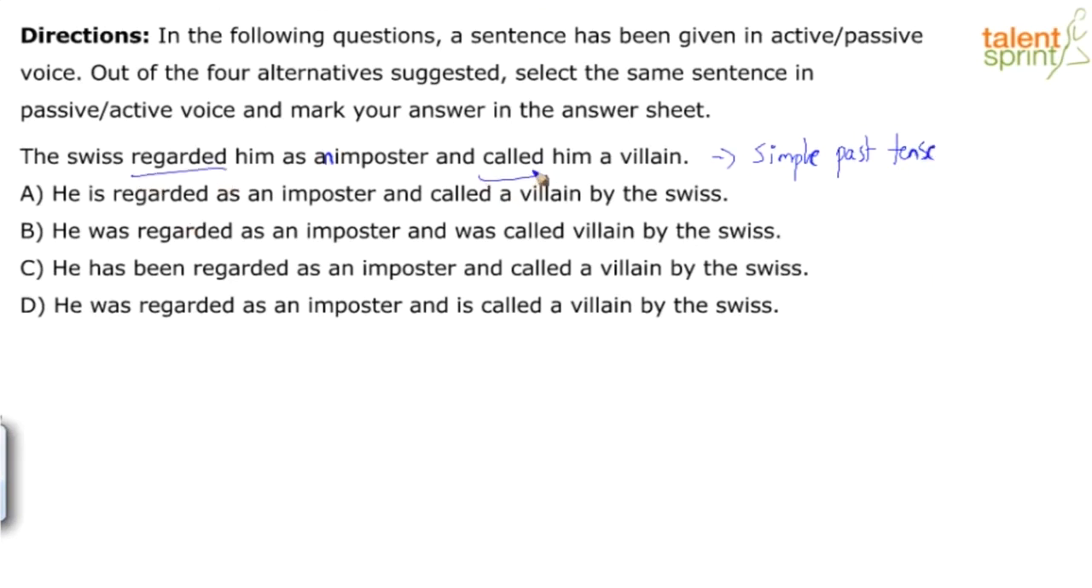So when you're changing simple past tense to passive form, what's the form? Was or were plus past participle. Which is the option that is giving you that? "He is regarded": incorrect. "He was regarded as an imposter and was called": yes, makes sense. So I have was called, was regarded. Was plus past participle, and because we're talking about a singular subject, was. "He has been": present perfect tense, incorrect. "He was regarded as an imposter and is called": it's not aligned. So the answer is D.